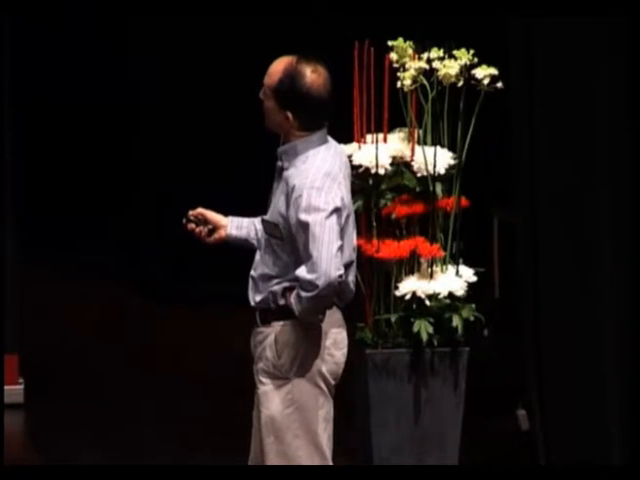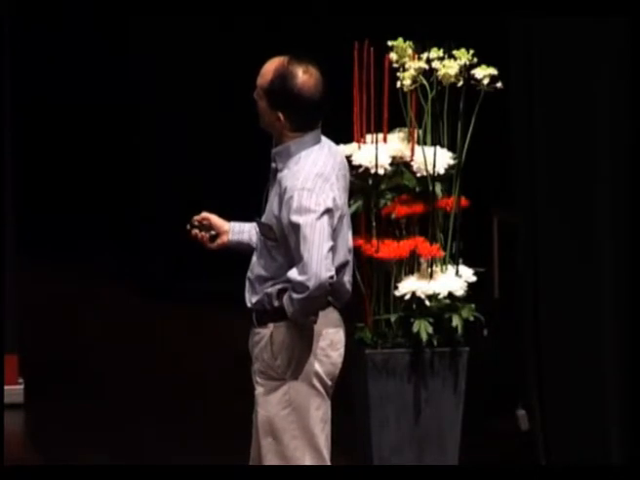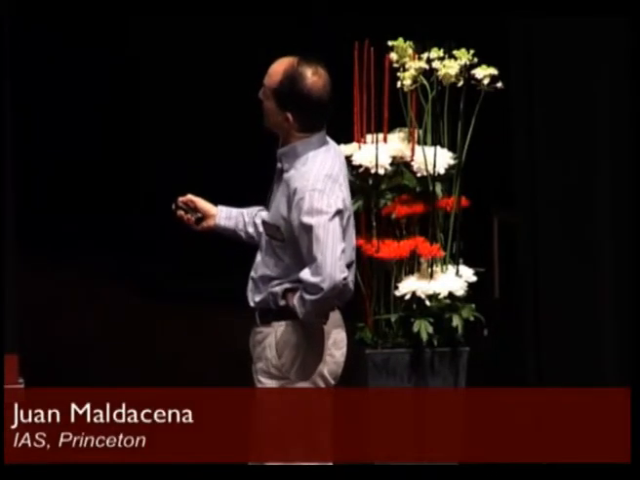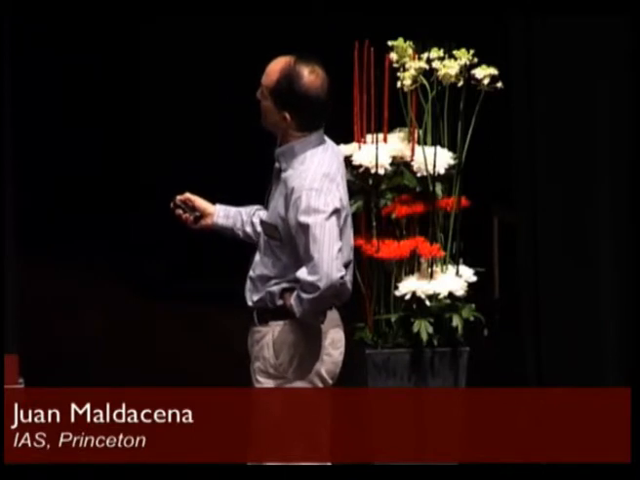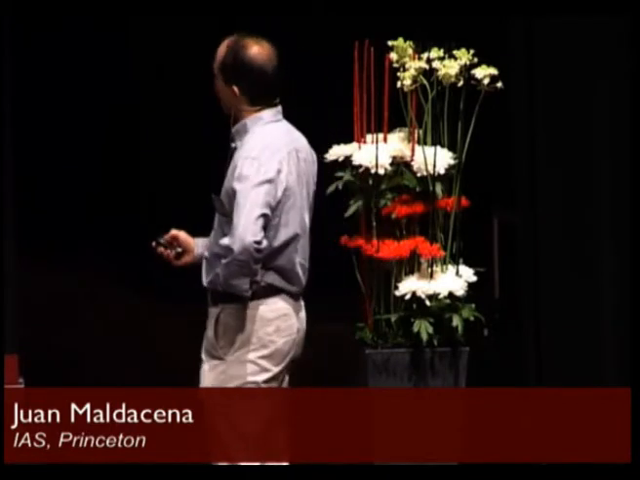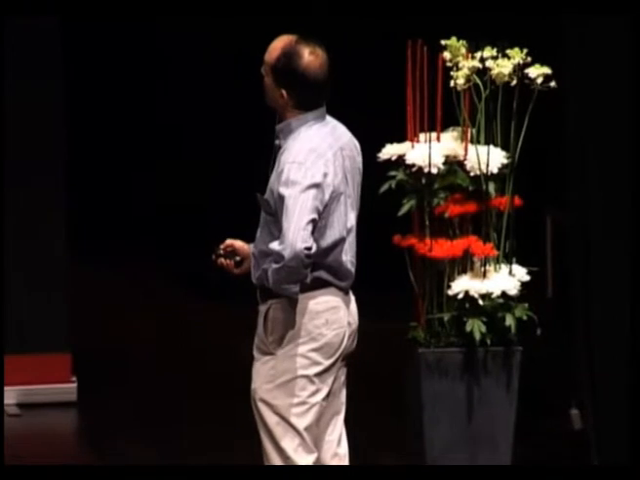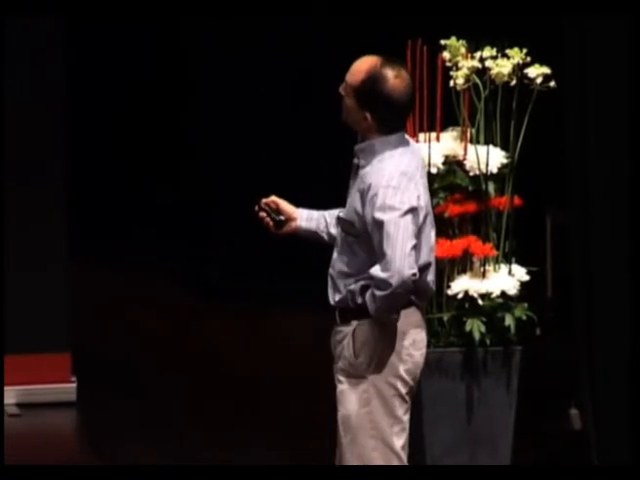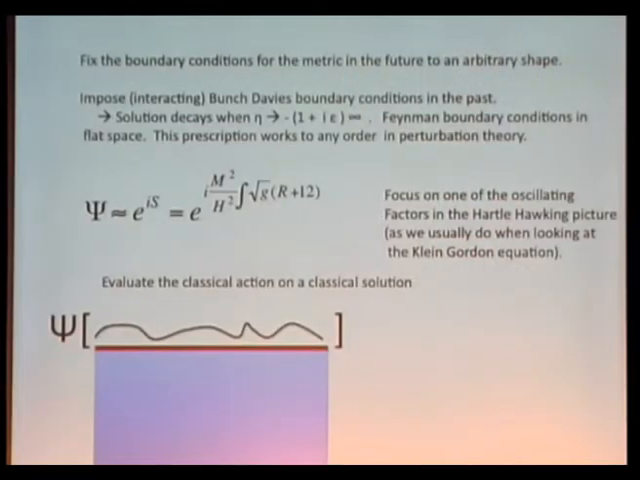So here, they are computed in terms of a solution of Einstein's equations with fixed future boundary conditions. So the metric has to have a specific shape here in the future. And in the past, we have this Bunch-Davies condition, which we discussed before. So we fix the metric on the boundary to an arbitrary shape. So here, this is the shape of the metric, let's say.